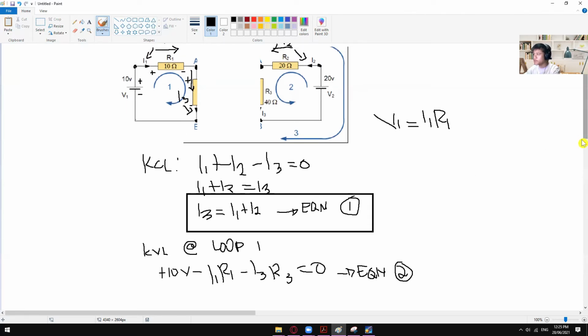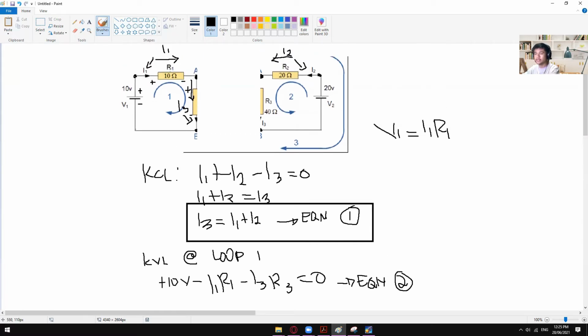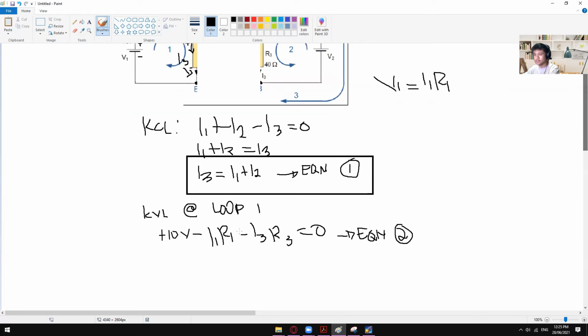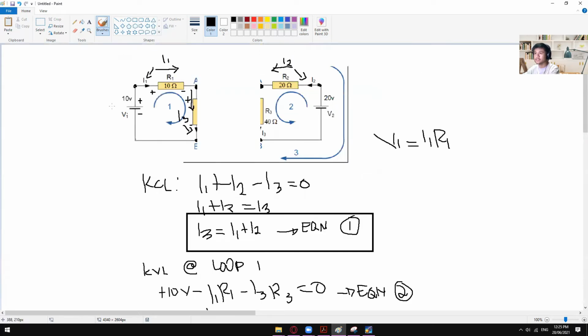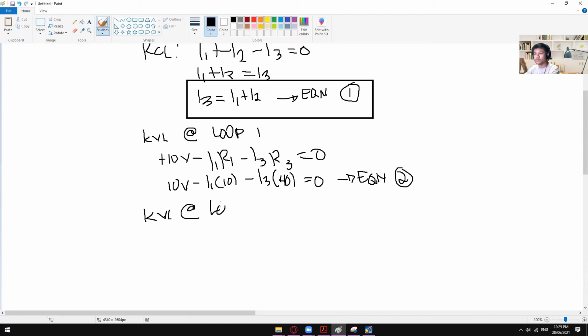So this is now our loop number 1, and we can now replace our variables, wherein let's say R1 is 10 and then R3 is 40 ohms. Okay, so we have 10 volts minus I1, R1 is 10 ohms, so I1 times 10 minus I3, and then R3 is 40 ohms, equal to 0. Okay, so this is now our updated equation number 2. So we can keep that one as it is already. Then we can now proceed to KVL at loop number 2.